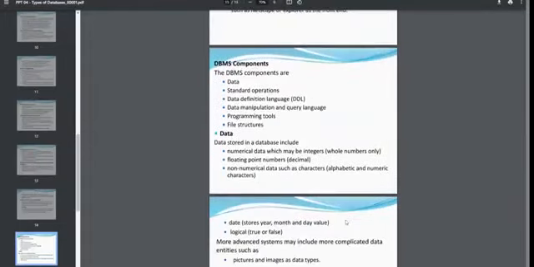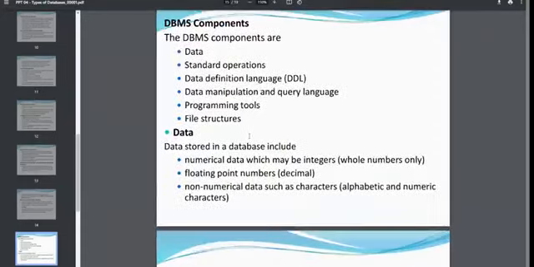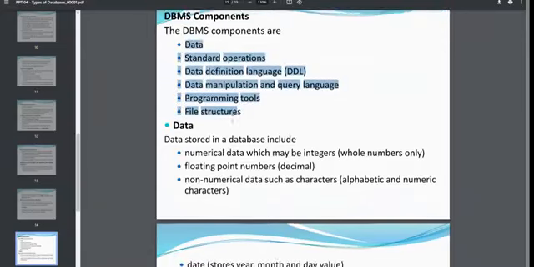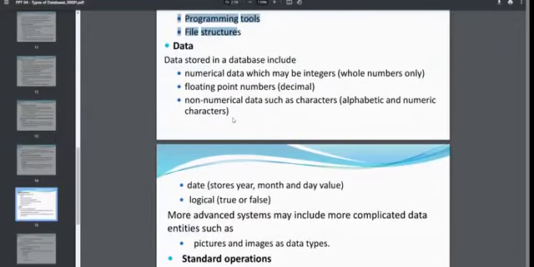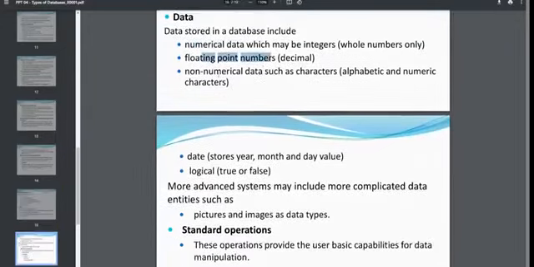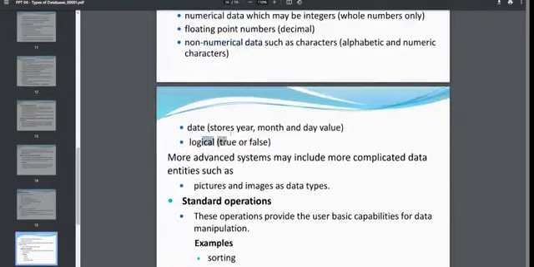Then database management system components. These things are very easy to understand, so we can go through them quickly. The components are data standard operations, data definition language, data manipulation and query language, programming tools, and file structures. These are considered components of a database management system. Now you know what a database management system is. Here we are discussing mainly data: numerical data, floating point numbers, non-numerical data, and date logical ways. So different forms of data can be stored there.